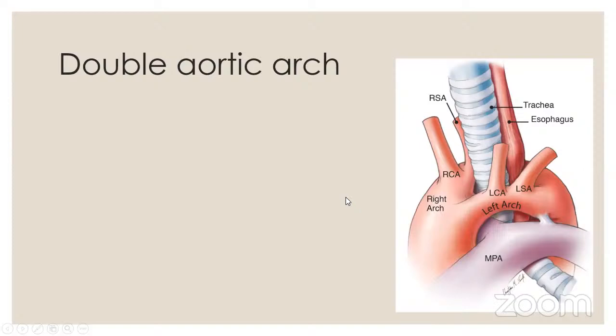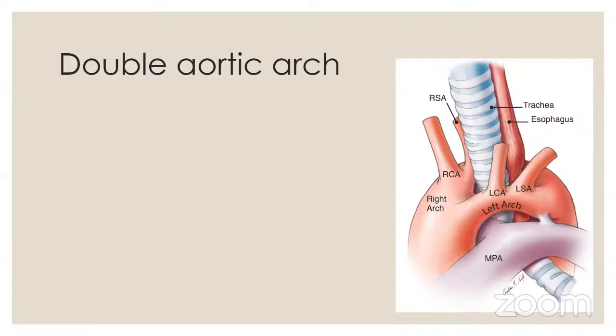Okay, so now as for the different types of vascular rings, we have multiple types. We'll try to discuss them one by one. First is the double aortic arch. This is a congenital malformation where you have right and left aortic arches that are encircling both the trachea and esophagus. Usually this is due to the persistence of the right and left aortic arches, specifically of the fourth aortic arch.